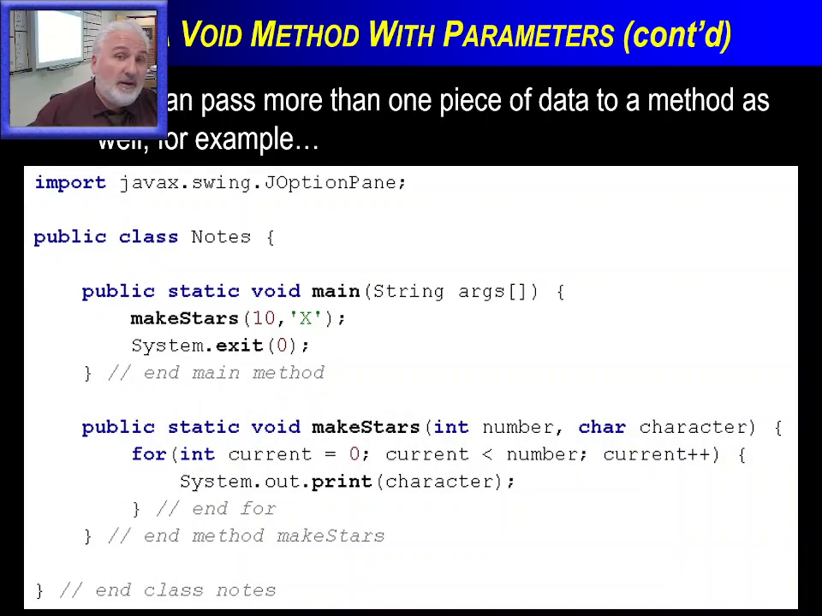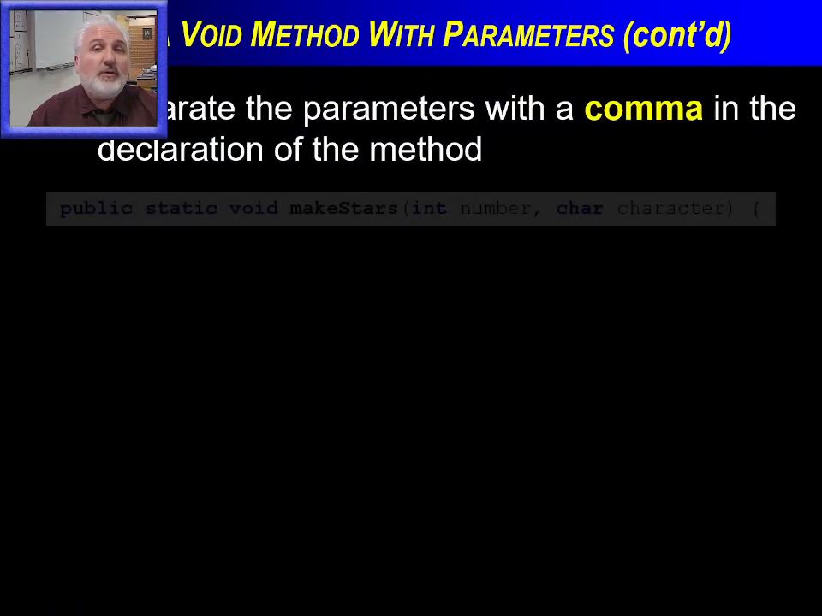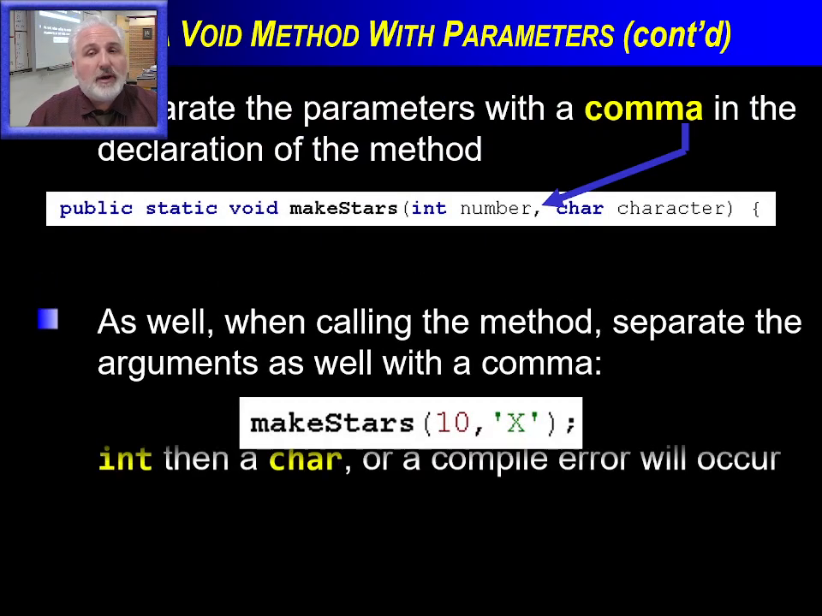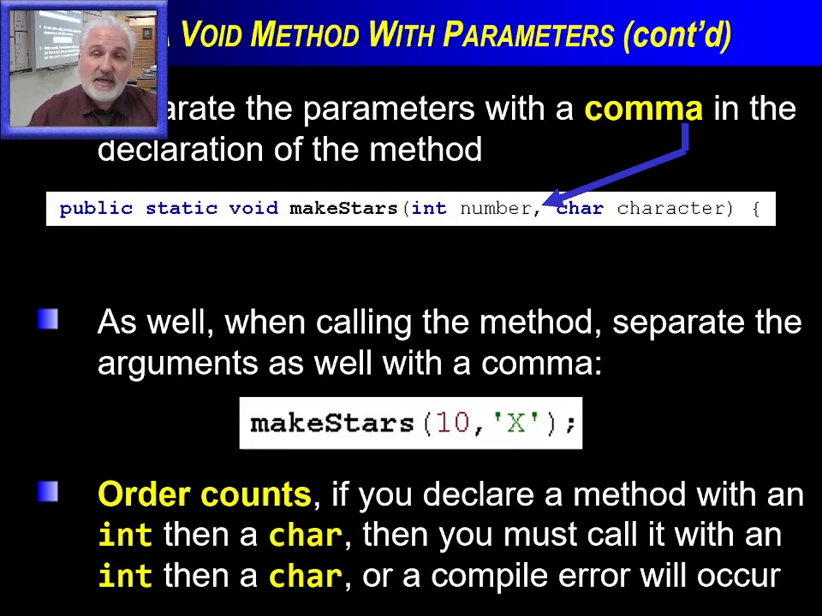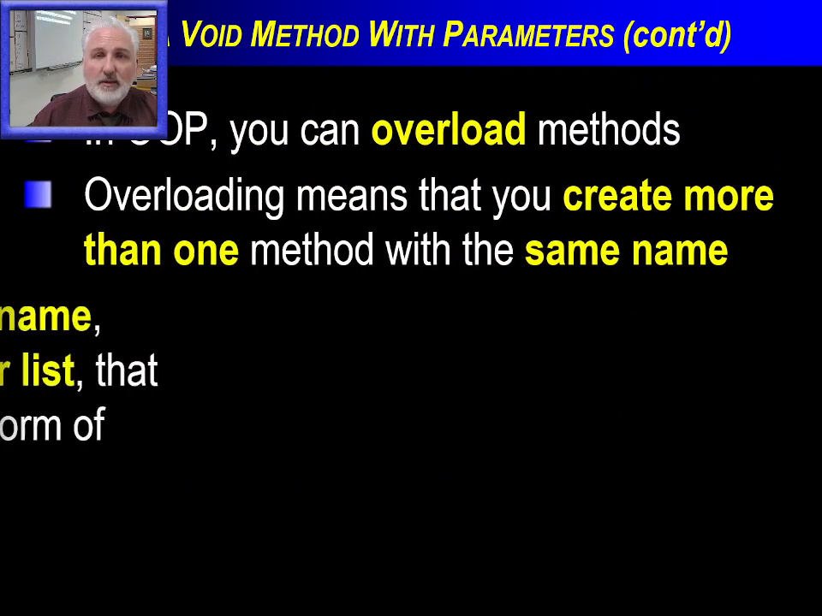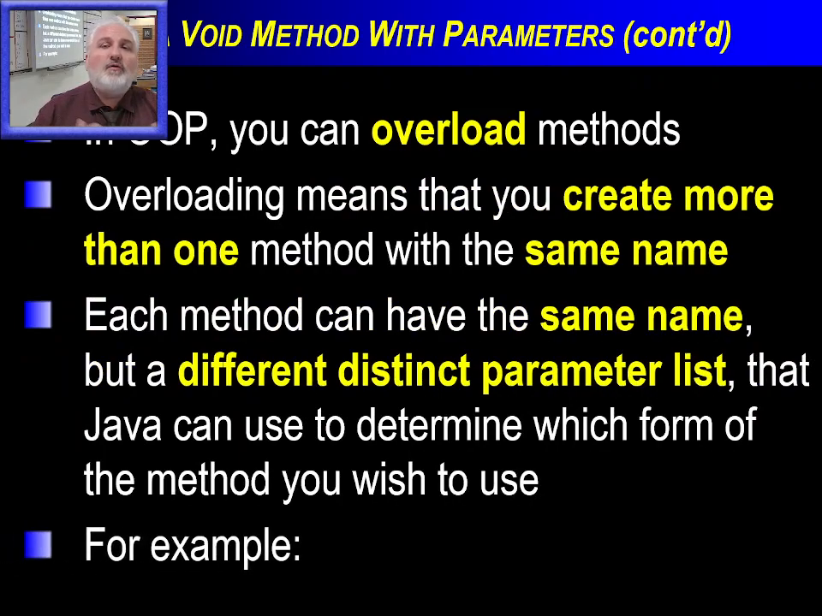You can pass more than one thing to a method, and in that case, the parameters are separated by commas. It could be an integer, it could be a character, but when you call the method, the order in which you call the arguments has to match the same order in which the parameters are defined. So order does count. You can also overload methods, which means you can create more than one method with the same name as long as they have distinctly different parameter lists.